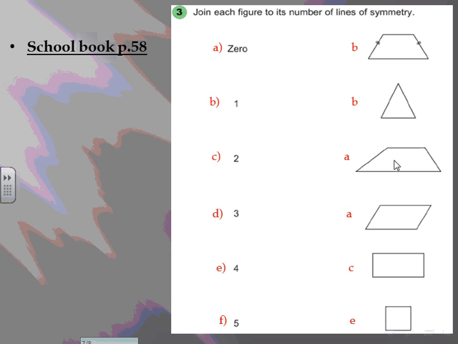Trapezium. The trapezium has 0 lines of symmetry. Parallelogram. 0 lines of symmetry. The rectangle. Excellent. We said the rectangle has 2 lines of symmetry. And the square has 4 lines of symmetry.